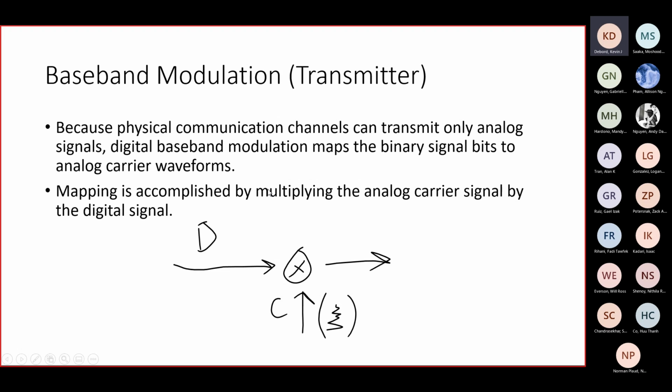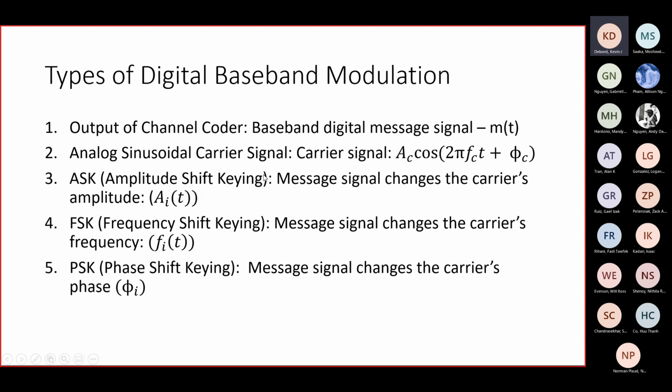And then it's the mapping, yeah. And then if you have more questions about how to visualize it, it is on the slides that Kogan posted. Okay. There are types of digital baseband modulation. Again, there is a big fancy infographic with lots of waveform analysis stuff, if you're interested in that. So we got the output at the channel coder. It's just the baseband digital message signal.